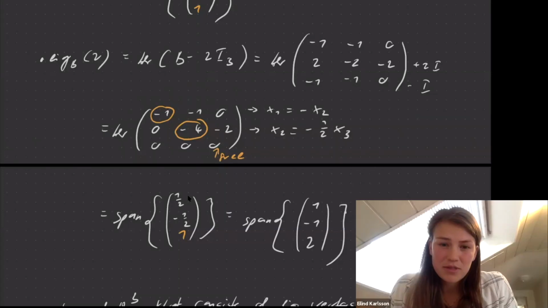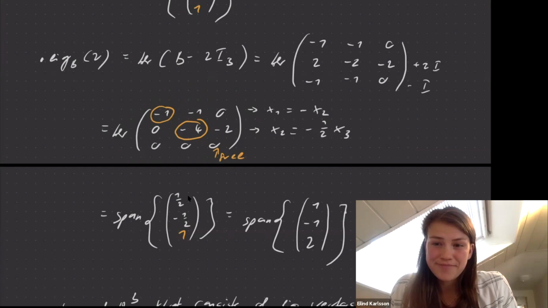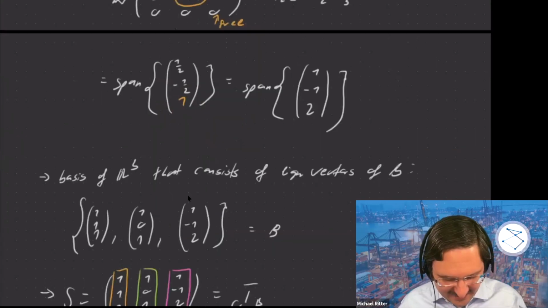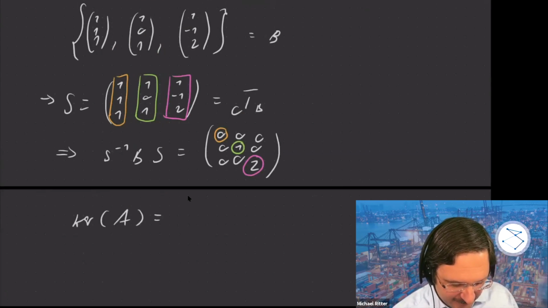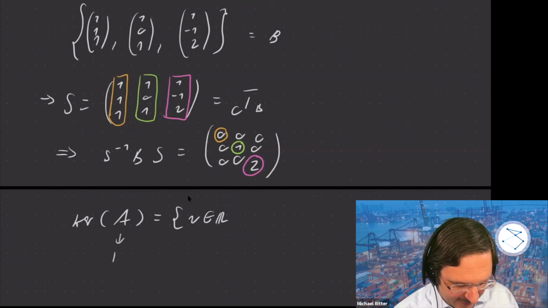And then someone wants the exact definition of kernel. The exact definition of kernel is, so we have a kernel of a matrix. Let's say the matrix is A. That consists of all vectors V in our, let's say this is an n by n matrix.